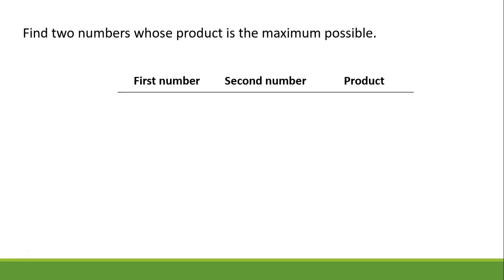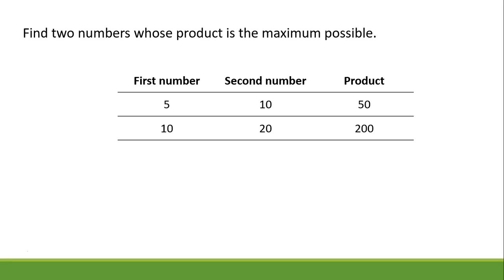So suppose we want to find two numbers whose product is the maximum possible. So maybe we decide to just organize the information in a table and come up with a couple of numbers that we then find the product for, and try to decide if that product of 50 is the biggest possible. Well, probably not. We could pick a couple of different numbers and the product there is bigger than 50. How about if we try 100 and 500? Well, now our product is 50,000, so that definitely is bigger than the other two numbers.